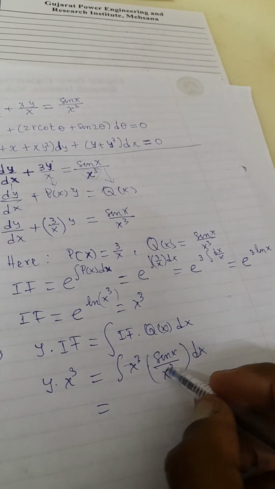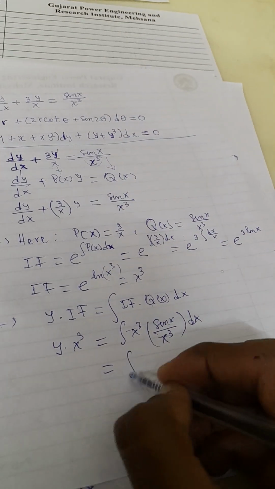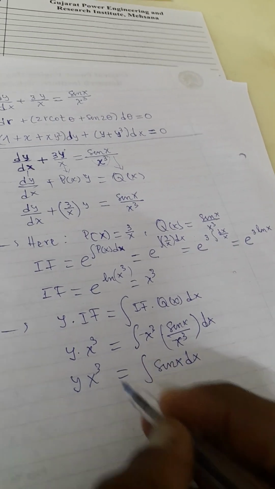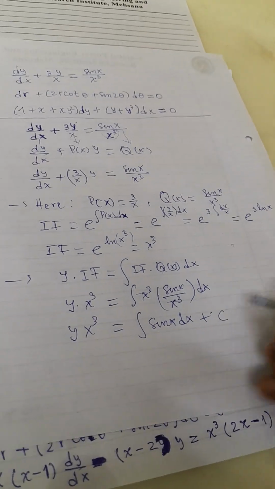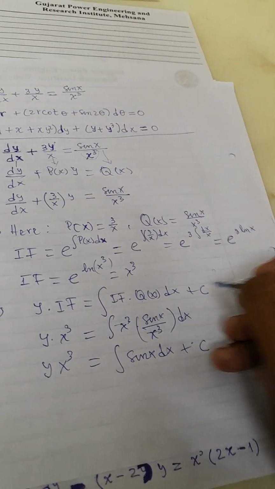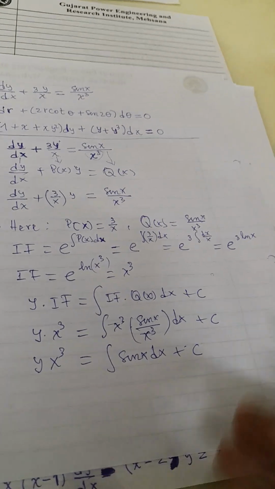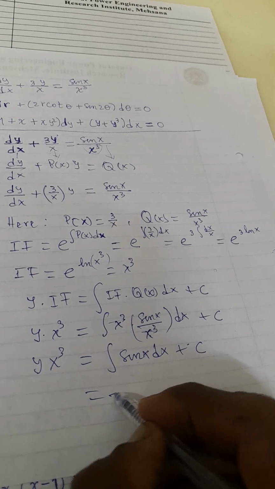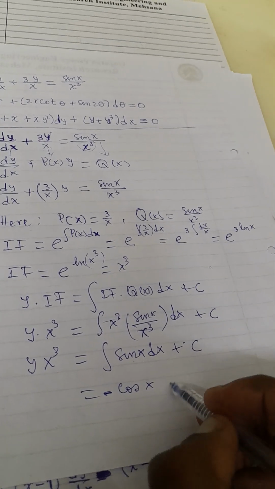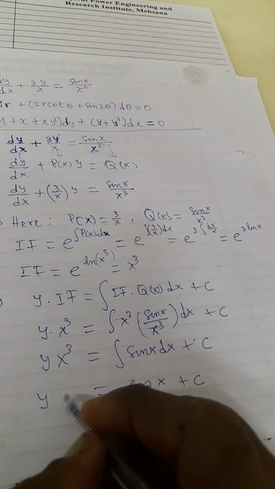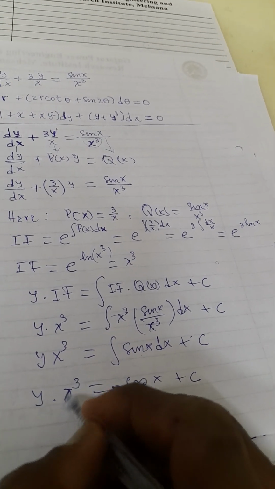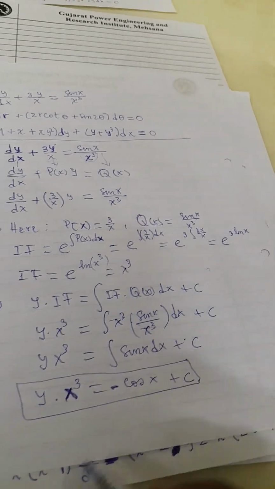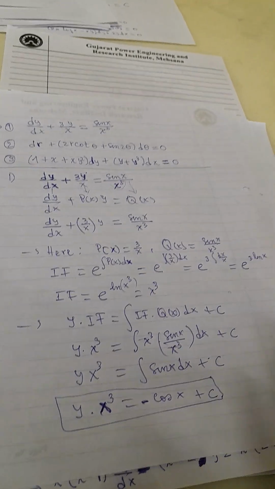So this one will be cancelled out with this one, and you're going to see the integration of sine of x dx is equal to y x cubed, plus c. I just forgot to write the plus c here. Now this and this will be cancelled out. The integration of sine is minus cosine of x plus c, and here it will be y times x cubed. In this way it is solved, nice.